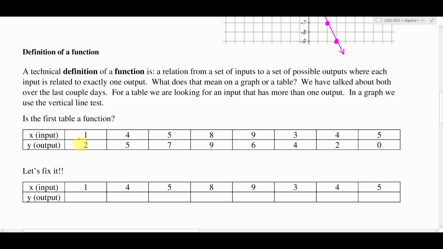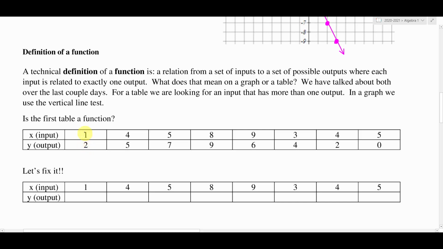All right, so we look through this, and what I like to look for in the table is the inputs that have more than one of themselves. So when I look at 1 here and I go through the rest of these numbers, there's no other 1s. So that means that 1 would only go to 2 based on what I can see in this table. Now this input 4 also goes to 2, but that's okay, right? Because 4 only goes to 2 and 1 only goes to 2. The input could only have one output.